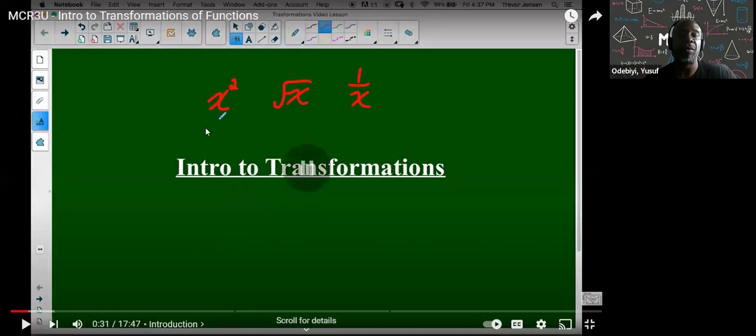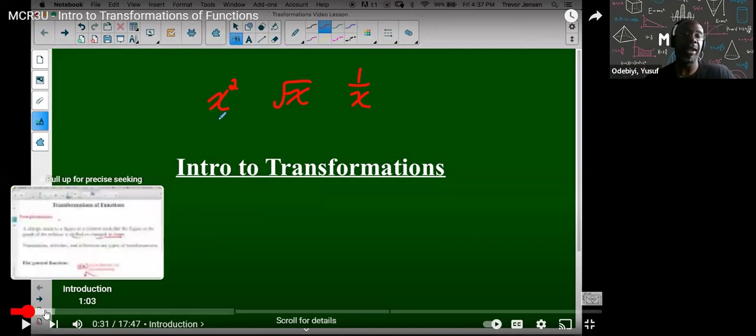With transformations, we've done them in grade 10, where you did the quadratic. But transformations can also be applied to root x and 1 over x. This would be a rational function. So let's get into it.